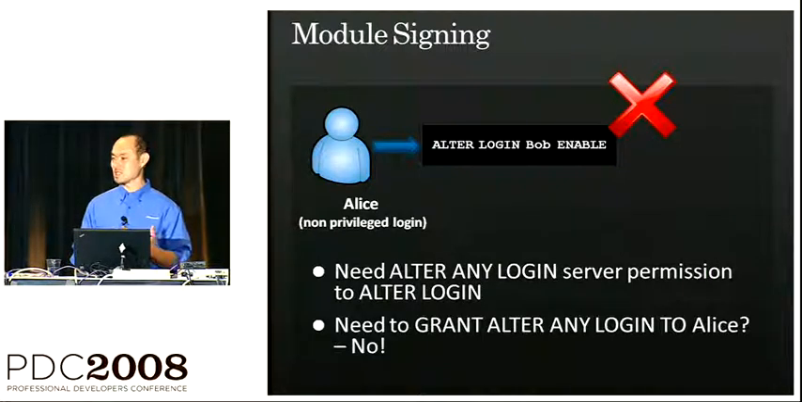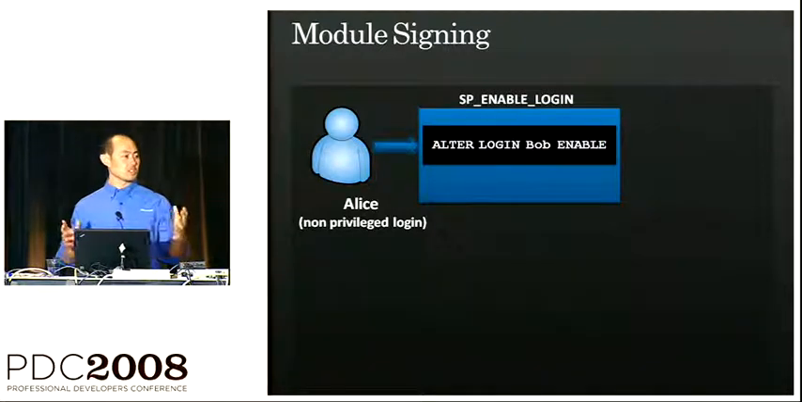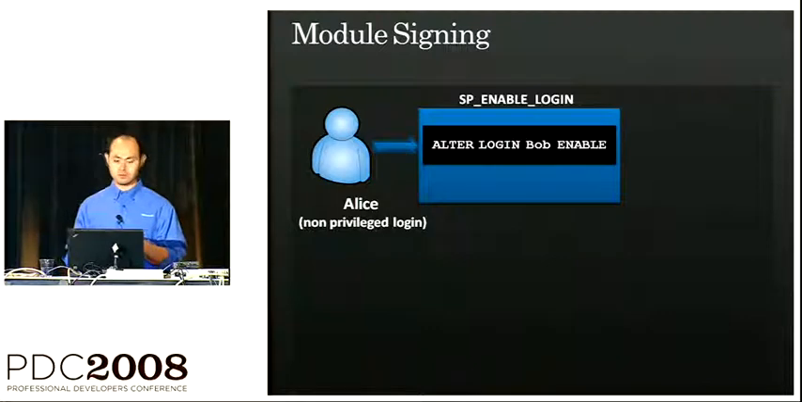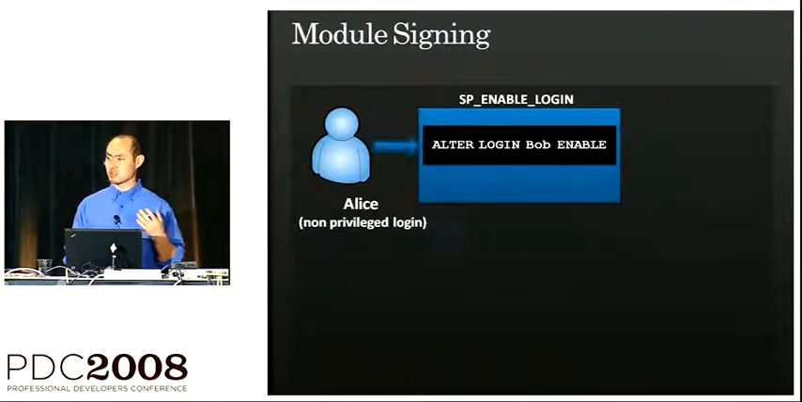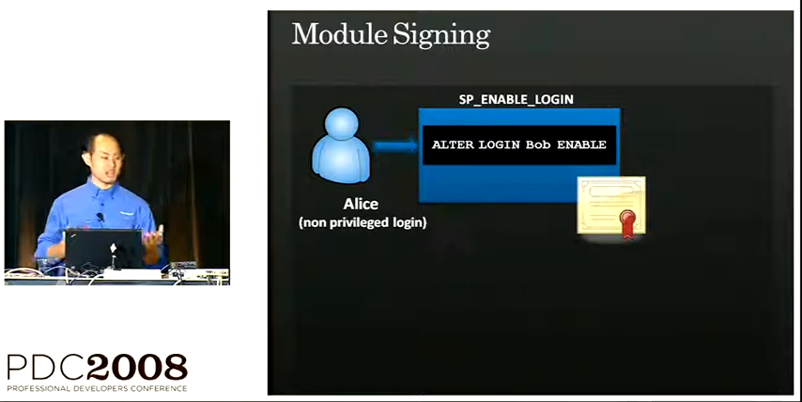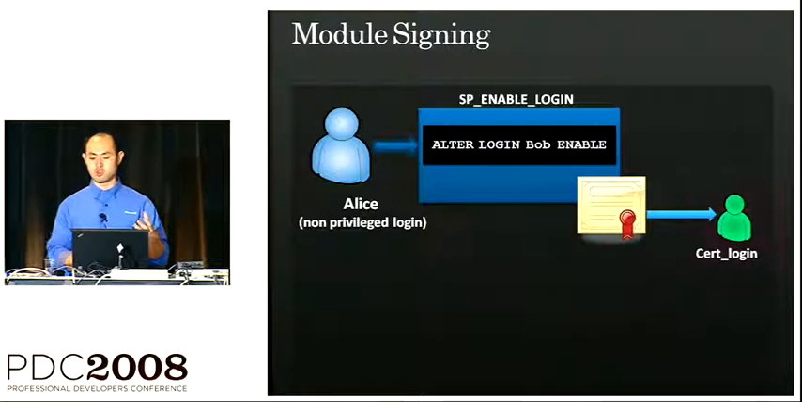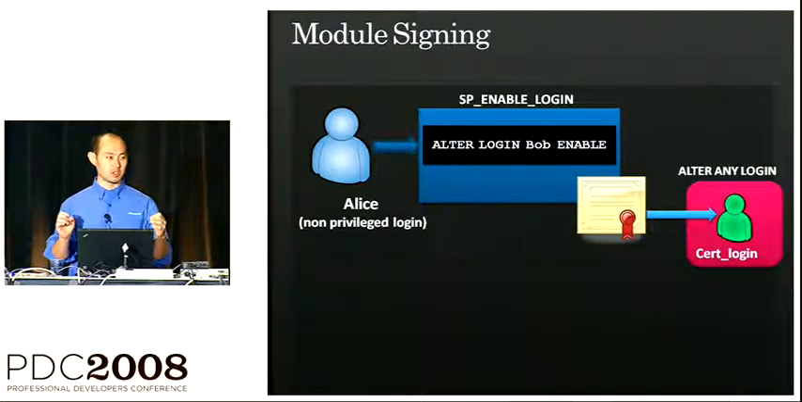So what do we do in this case? We still want to allow Alice to be able to issue this command. Well, the solution is that we can wrap it in a stored procedure. We'll call this SP enable login. Then we give Alice the ability to execute the stored procedure. Now, we sign it with a certificate, and to the certificate we associate a user, to which we give the ALTER ANY LOGIN permission.